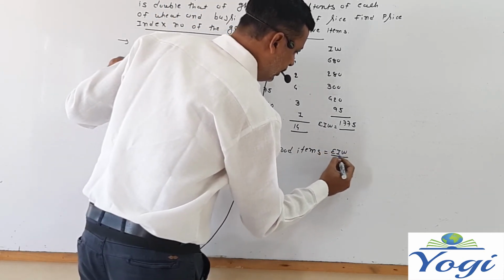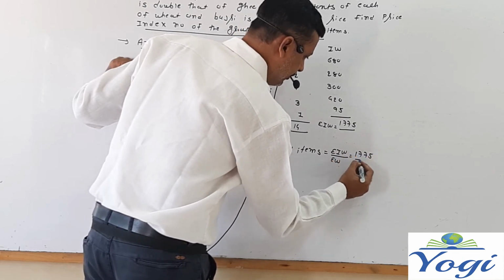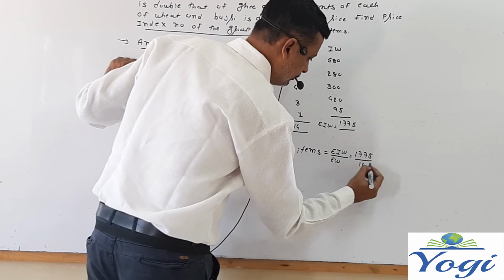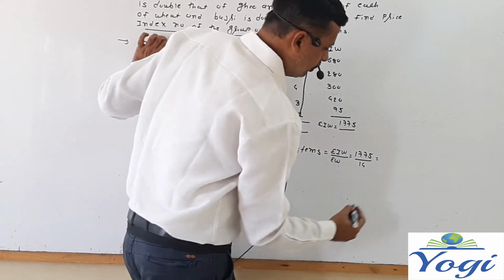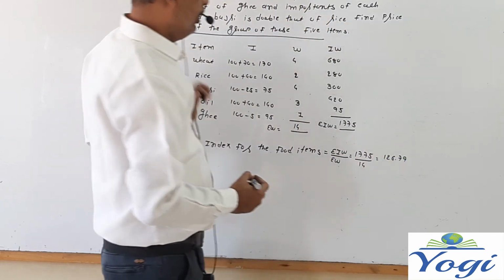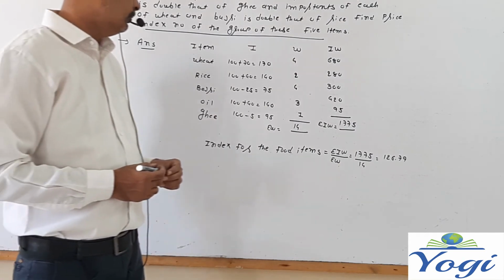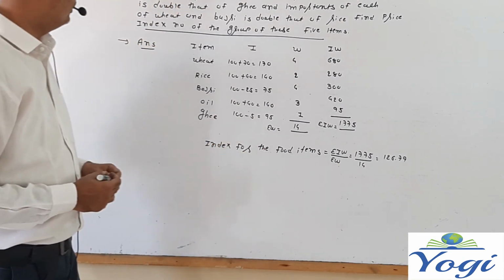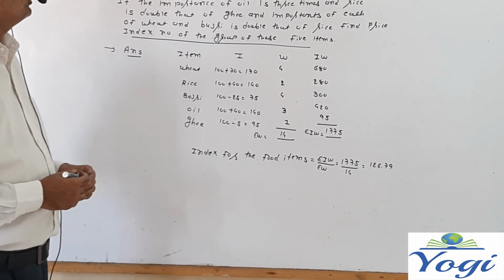Sigma IW upon sigma W, 1775 upon 14. So 126.79. So here we find the price index of group of 5 items.